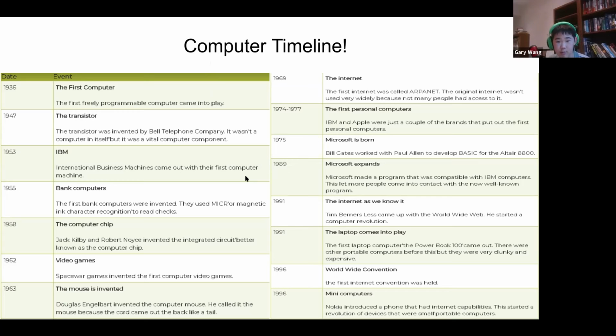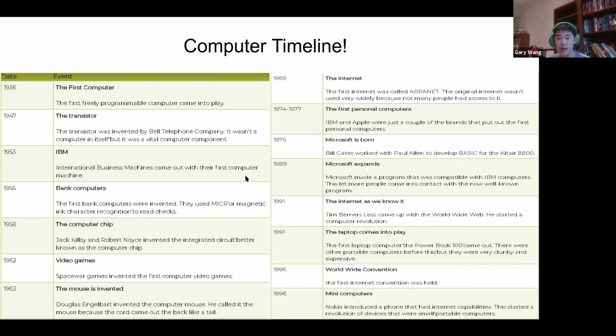In 1962 was when video games first came out on these computers. Those pixel games. Yeah, that's when video games first came out. There were some good games back then. In 1963, just one year after, the first mouse was invented. Douglas Engelbart actually invented the mouse. He called it the mouse because the cord came out like a tail at the back. You know how a mouse has a tail? It looks like a mouse's tail. So when they say mouse, they mean just your random mouse.